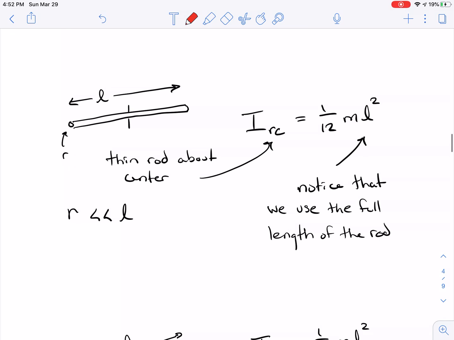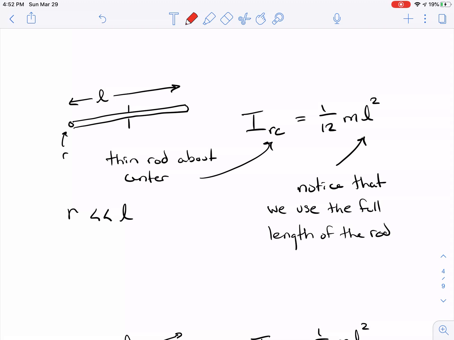Next object is a rod. This is a thin rod rotated about its center, kind of like spinning a baton, or like a propeller, if a propeller was made just of a rod. When you do the integration on this, you end up with 1/12 ml squared. Notice here, we're not using r anymore. We're using the full length of the rod, so we don't use an r here. It's ml squared, where l is the entire length of the rod.